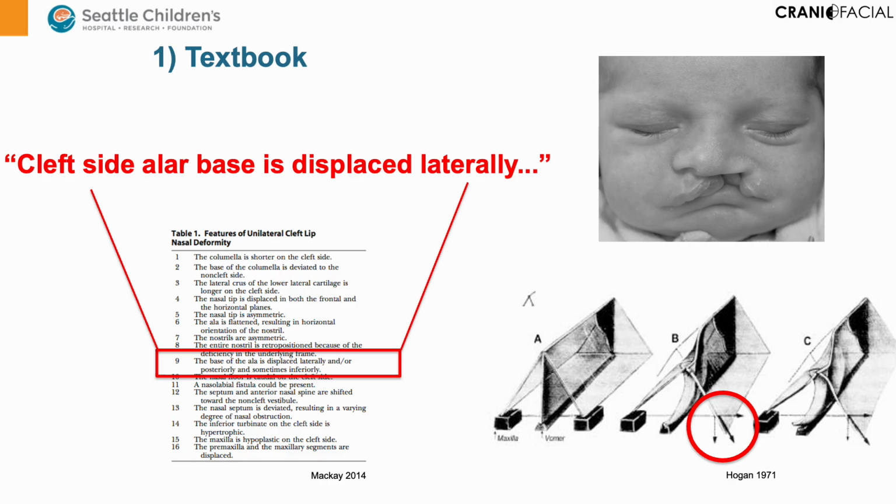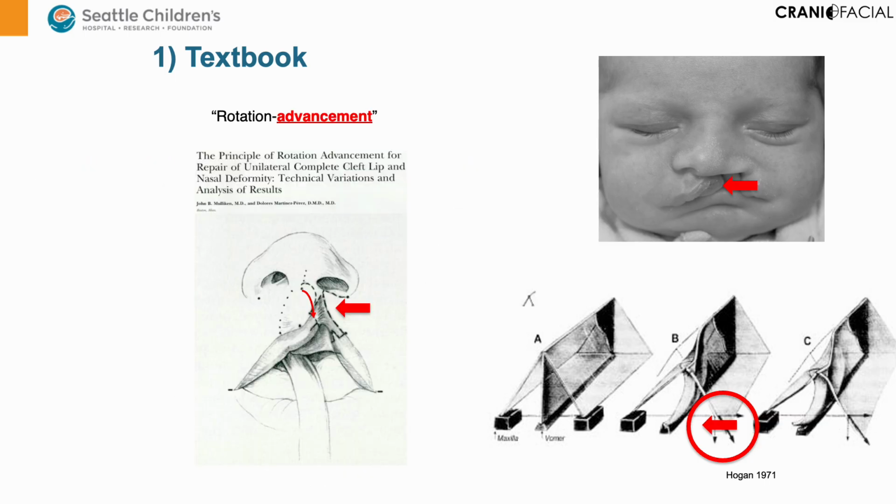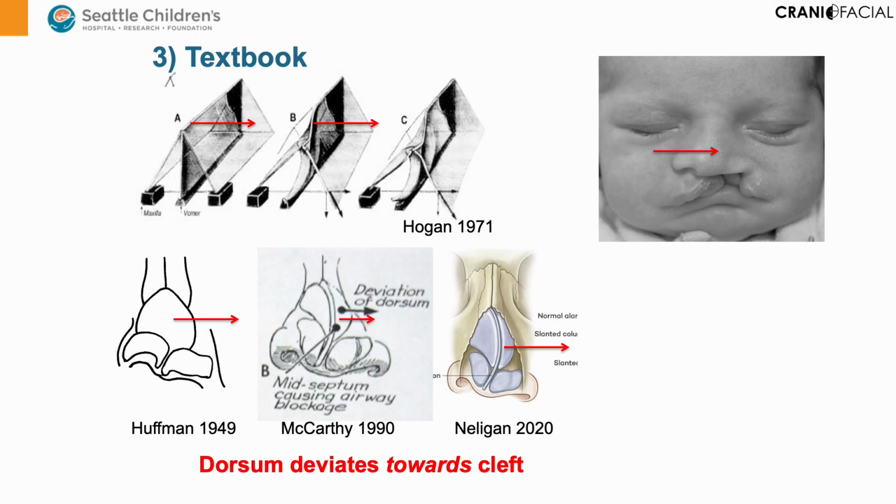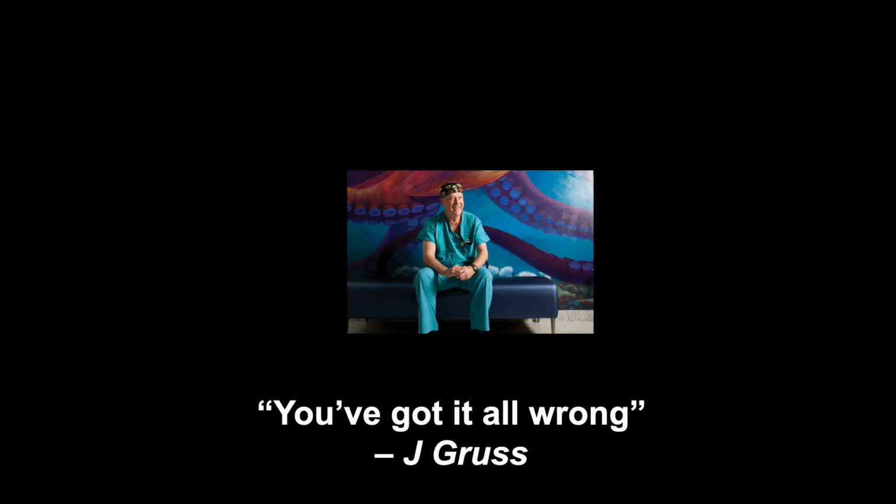At that time, as it is now, the textbooks tell us that the cleft side alar base is displaced laterally, and that if we want to correct the deformity, we need to advance it medially. We're told that the non-cleft side is normal, and the ideal reference for symmetry, the healthy or unaffected side. And we're told that the dorsum of the nose deviates towards the cleft. To quote an old colleague of ours, it turns out that they're all wrong.